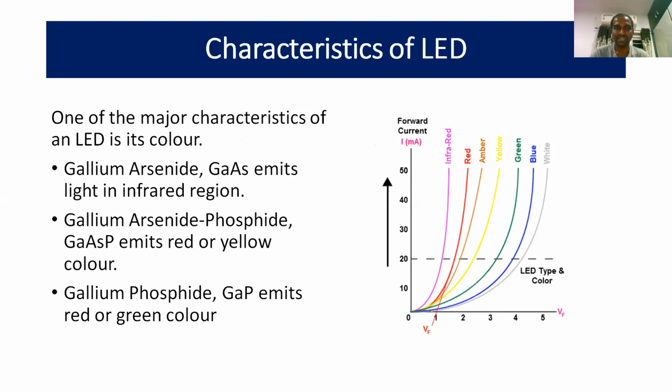One of the major characteristics of LEDs is their color, because we have so many colored LEDs. Already I mentioned that the color of the LED depends upon the energy gap which exists between the valence band and conduction band. For example, if you take a gallium arsenide semiconductor, it emits light in the infrared region. In the same way, gallium arsenide phosphide emits a red or yellow color. If we take gallium phosphide, it emits red or green color. So almost all the different colored LEDs you can see.